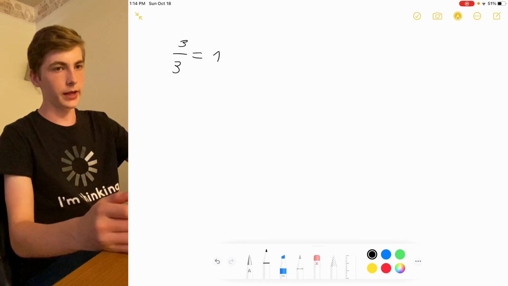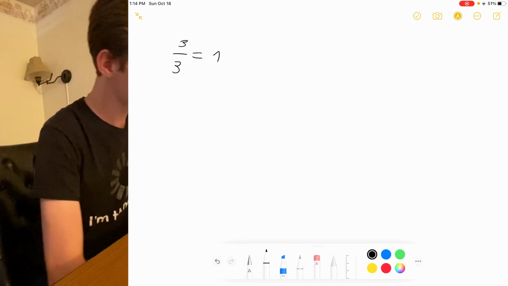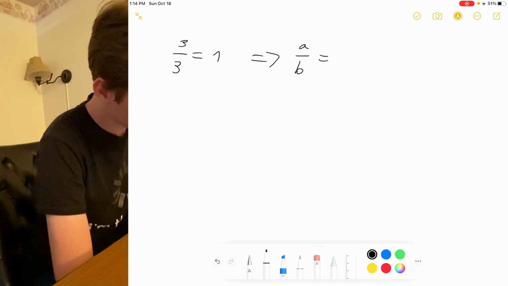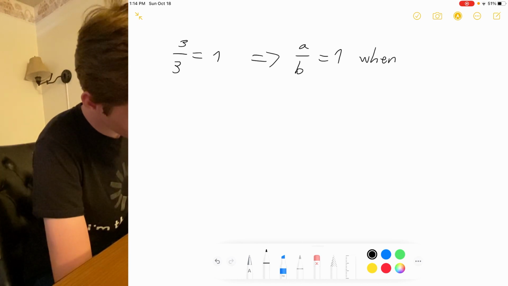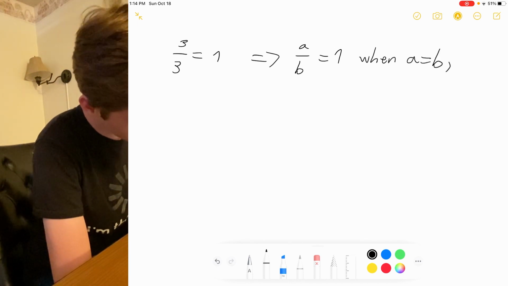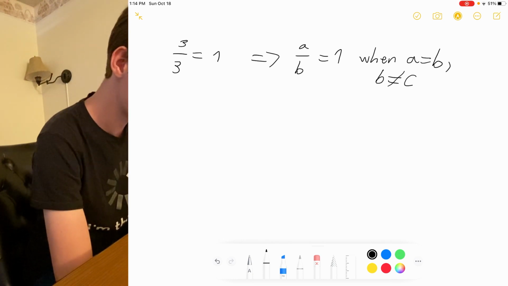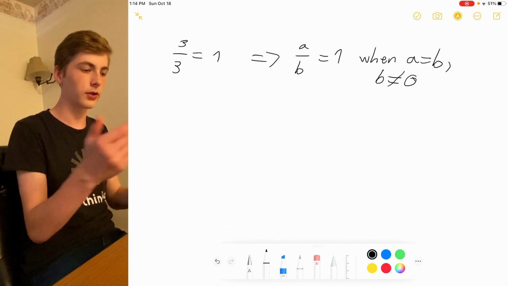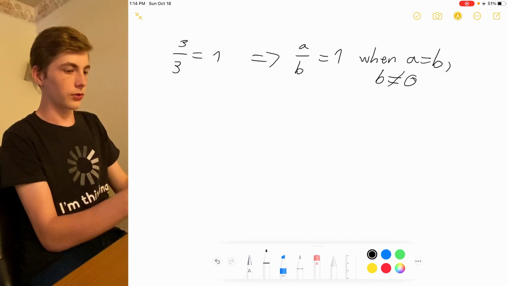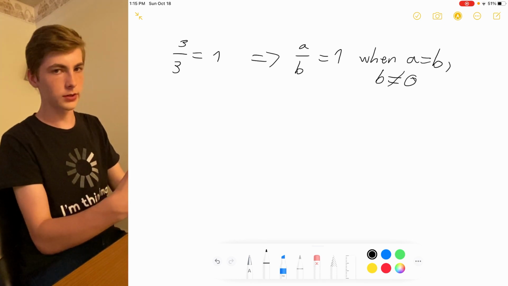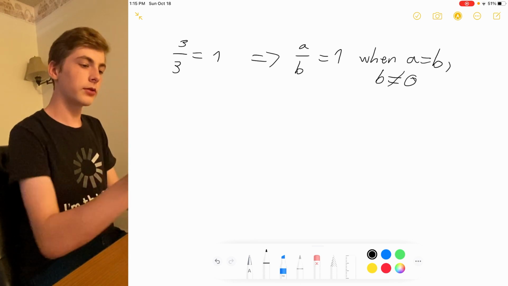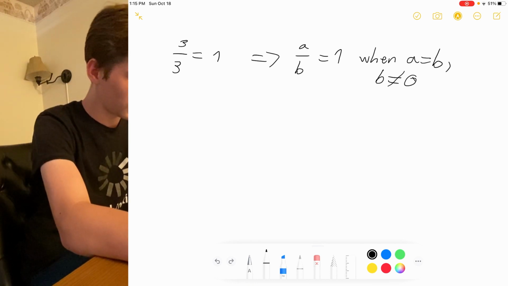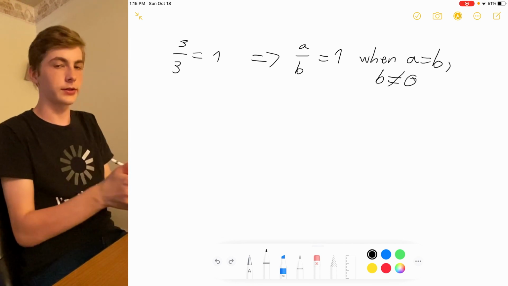Again, practicing using variables to write these general statements, we could rewrite this as a over b is equal to 1 when a is equal to b, and we have one other requirement, which is that b is not equal to 0. The reason for that is that fractions are really just division, and I'm going to talk about that more in a second. Dividing by 0 does not work. We can't have 0 in the denominator. It's undefined. So if b is not equal to 0 and a is equal to b, then we know the fraction is going to equal 1.